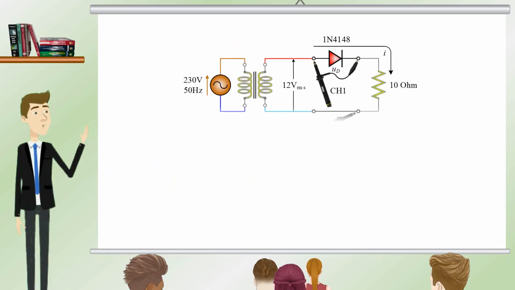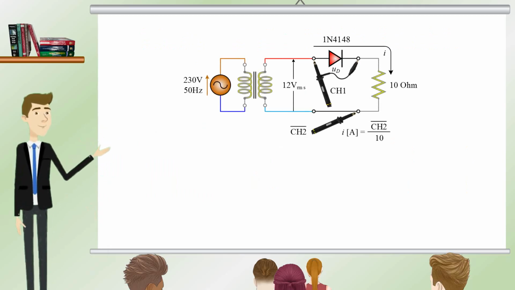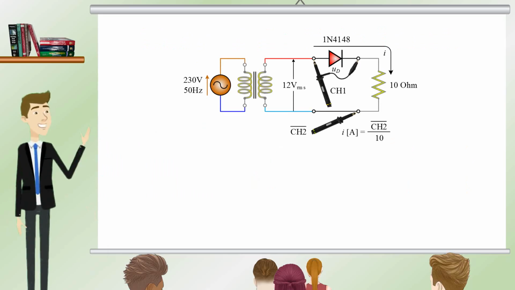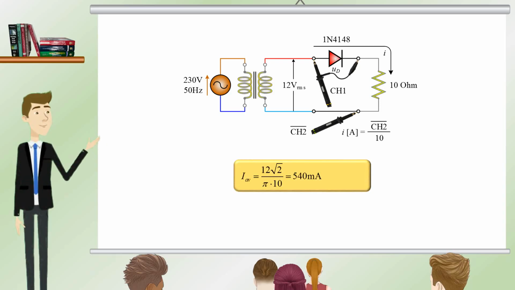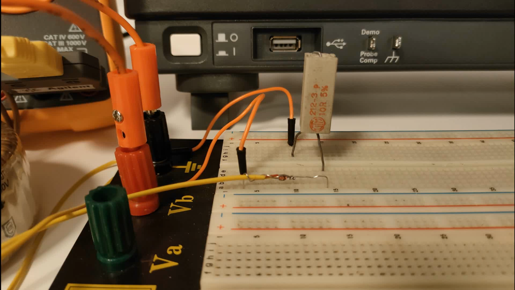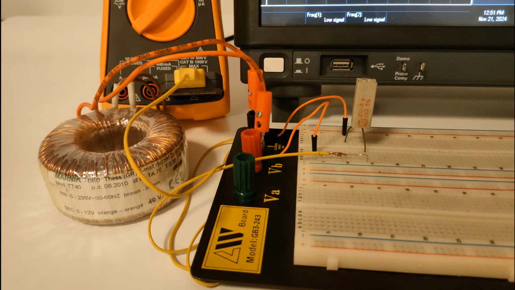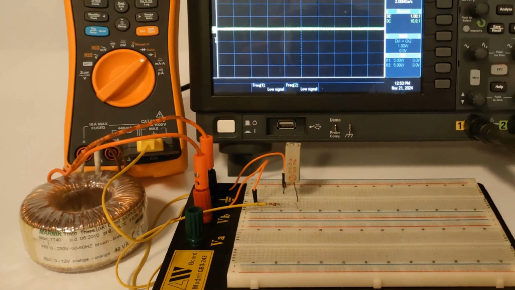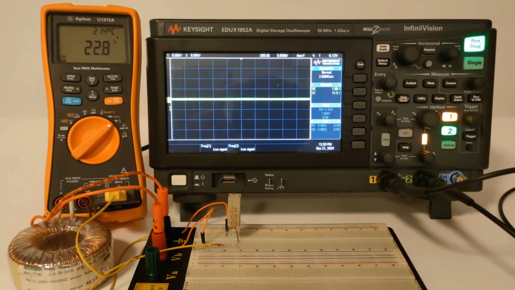We use the circuit shown to test the behavior of the 1N4148 diode at high currents. The average current is equal to 540 milliamps, which is significantly greater than the forward current of the diode. In the experimental setup, a multimeter equipped with a thermocouple is used to measure the temperature in the diode. An oscilloscope measures the voltage across the diode on channel 1 and indirectly the current on channel 2.